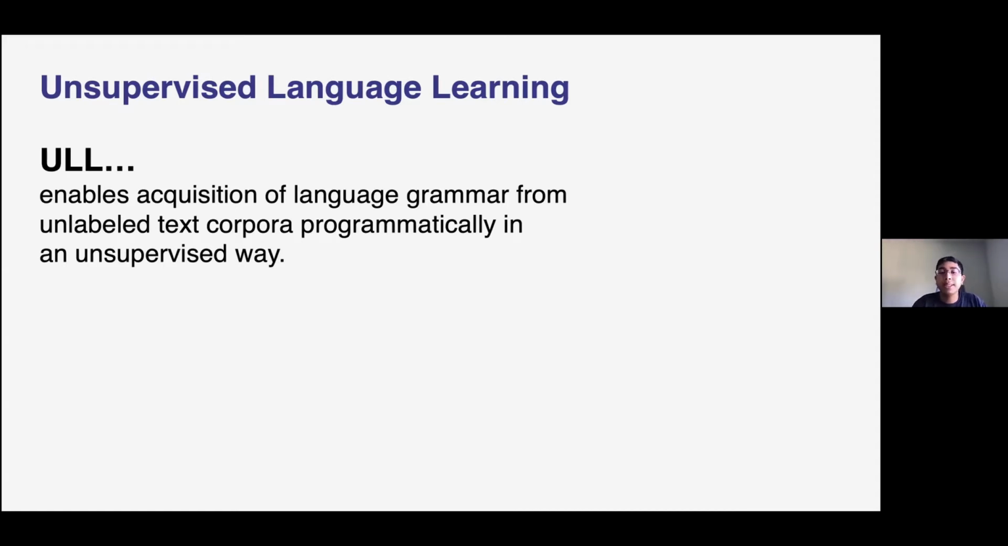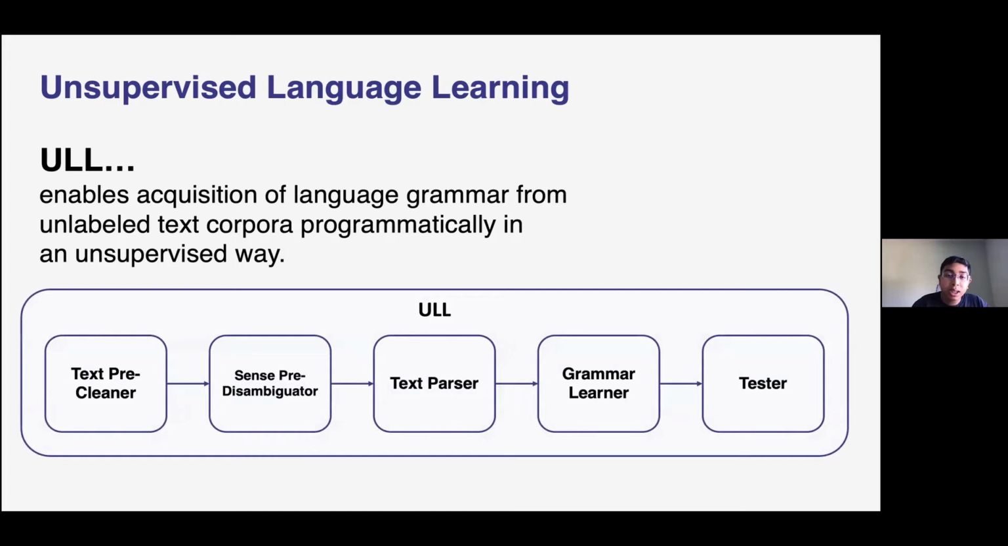The ULL pipeline consists of 5 main components: a text pre-cleaner, which pre-processes corpus files with configurable cleanup and normalization options; a sense pre-disambiguator, which performs word disambiguation and builds senses from tokens; a text parser, which parses sentences into word tokens or senses; a grammar learner, which learns word categories and rules from parses; and a tester that evaluates the quality of the inferred grammar. The ultimate output of the ULL pipeline is a model of the human language, and one such model is the linked grammar dictionary itself, which serves as a knowledge base behind our NLG and NLS architectures.